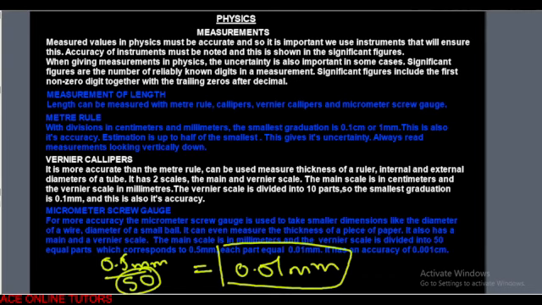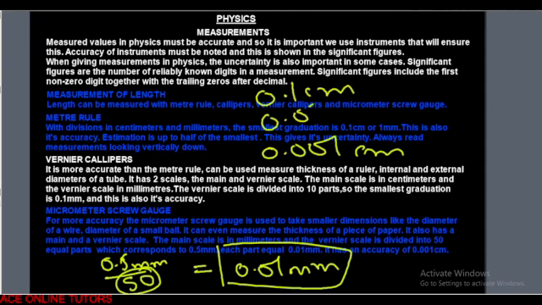Now, if you convert it to centimeter, how do you convert to centimeter? You divide it by 10. That will give us 0.001 centimeters. Now, look at it. Is it not more accurate? For meter rule, it is 0.1 centimeter. For vernier caliper, it is 0.01 centimeter. But for micrometer screw gauge, it's now 0.001.